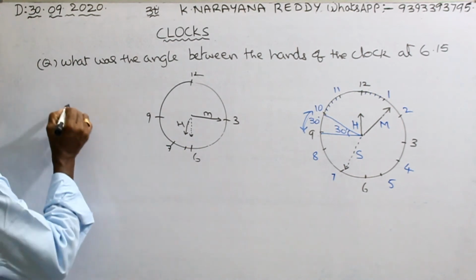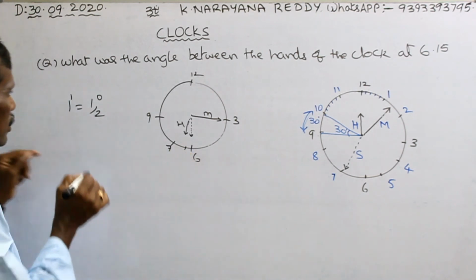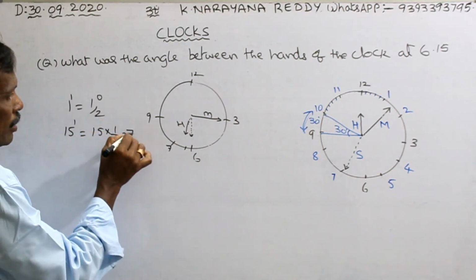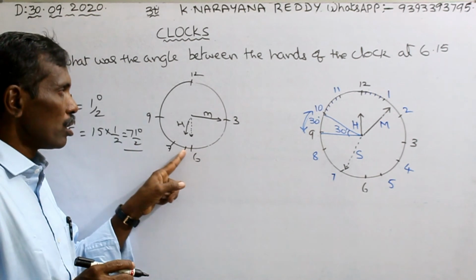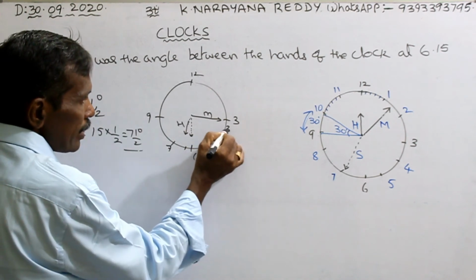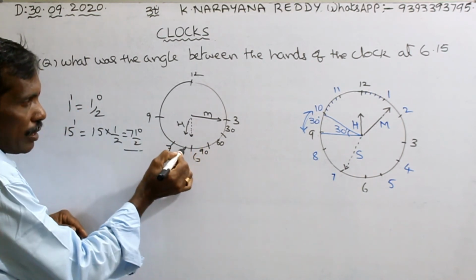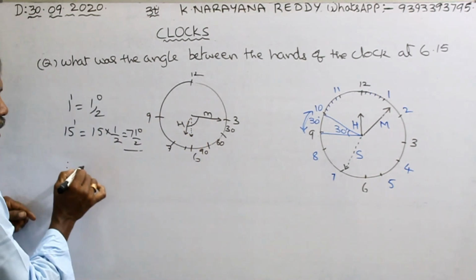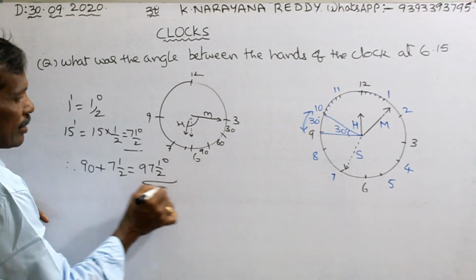That means here 1 minute space of our hour hand is half a degree. How many spaces moved? 15 minute spaces. That means 15 into half, that means 7.5 degrees. So here our hour hand moves from 6 to some other place with an angle of 7.5 degrees. But here, how many are there? 30 degrees, 60, 90 degrees, right angle. Again, add this 7.5, because our hour hand is here. This is the angle we want now. So therefore, 90 plus 7.5 equals 97.5 degrees. This is the answer. Okay?